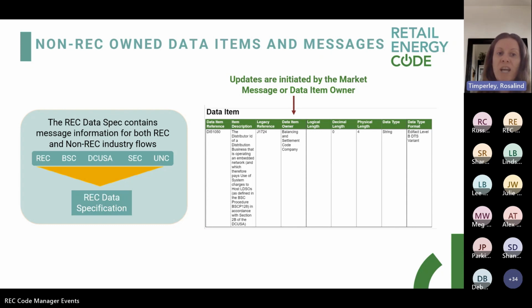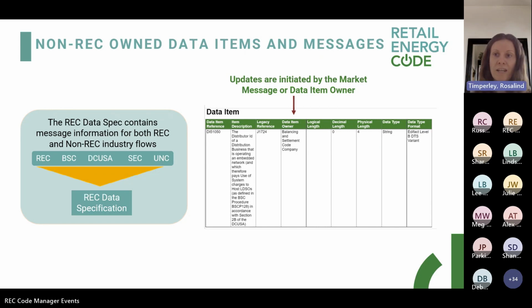So if you want to make a change to a data item or a market message, the first thing you need to do is check who the owner is. In the example on screen, we have a screenshot from the data specification showing a data item which is owned by the balancing and settlement code. So any change you'd like to make to this item, you wouldn't come to ourselves at the code manager, you'd go to the balancing and settlement code.